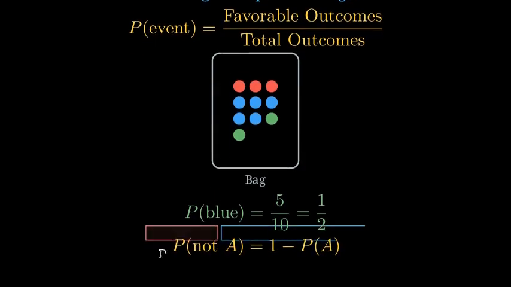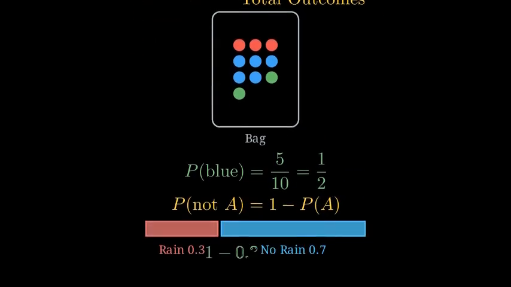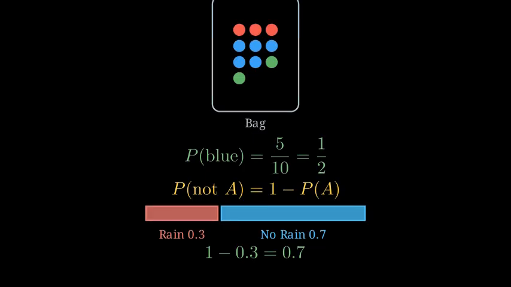Part 2. Complement rule. Sometimes it's easier to calculate what you do not want. Probability of not A equals 1 minus probability of A. Example, if the probability of rain is 0.3, then the probability of no rain is 0.7.